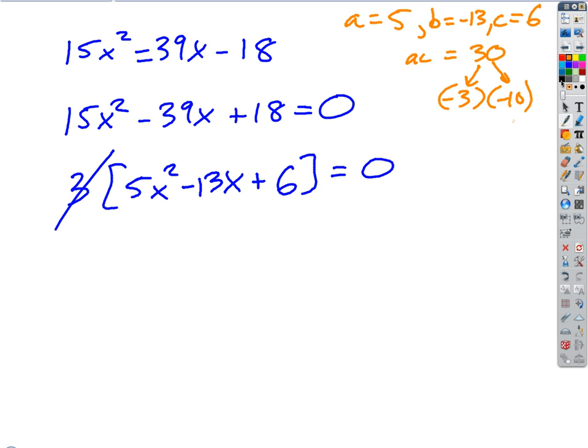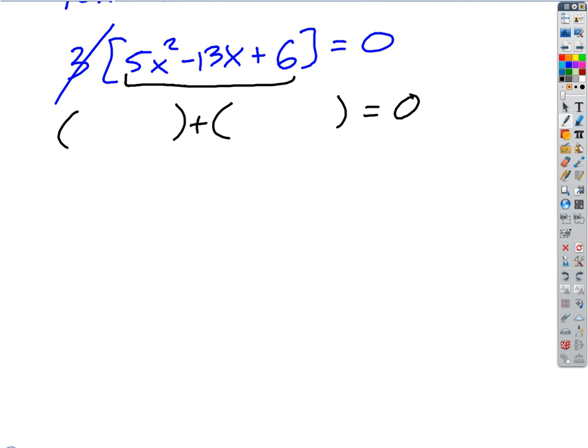Okay, so now we're going to take all of this and break it up into two groups of two terms. Okay, so anybody want to come fill in the blanks? Did you want to, Jerry? Okay, come on up.